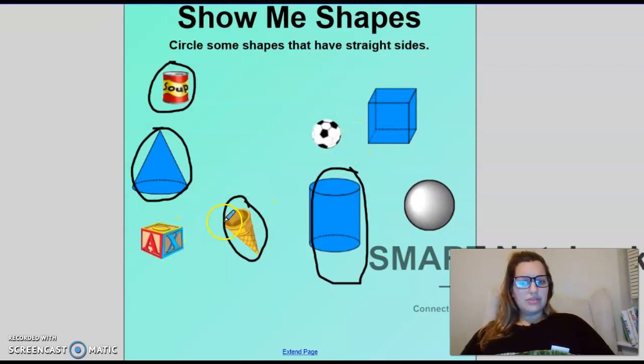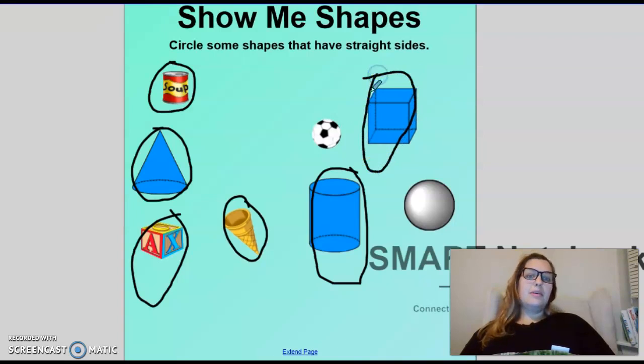Okay. Looking at our block or our cube, which goes along with this one, two cubes, do they have straight sides? Yeah, they do. Look at, you can see right here those straight lines. So we're going to go ahead and circle it. Wow, this is a lot of shapes that have straight sides.